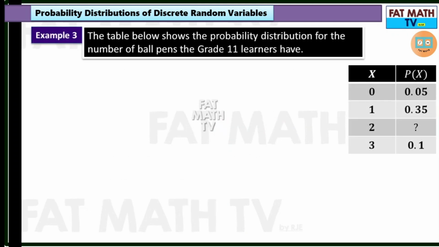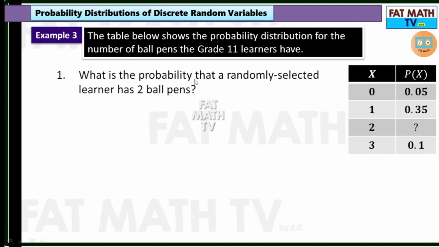Example number 3. The table below shows the probability distribution for the number of ball pens the grade 11 learners have. So, no ball pens, probability is 0.05, 1 ball pen, 0.35, 2 ball pens, it's unknown, and 3 ball pens, 0.1. What is the probability that a randomly selected learner has 2 ball pens? So, how do we solve this?